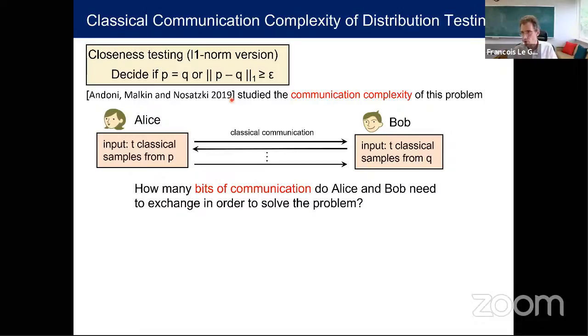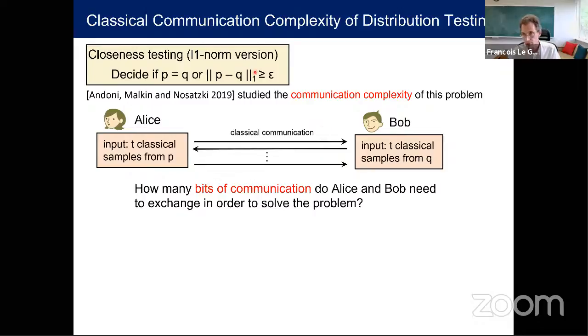So there were a few talks about communication complexity. Professor Nishimura in particular discussed that. So we have two-party communication complexity. So here I'm talking about the classical version. And we assume that Alice receives as input T classical samples from P, and Bob T classical samples from Q. Okay, and they can talk. And I'm asking how many bits of communication do Alice and Bob need to exchange in order to solve the problem?